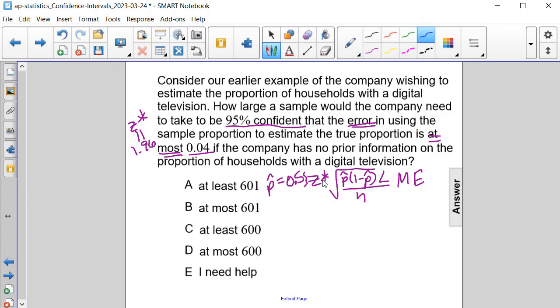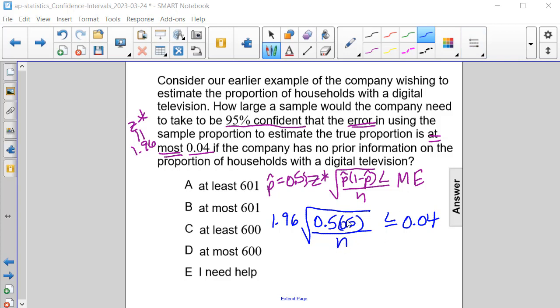So our critical value, or Z star, is 1.96 times the square root of our p-hat, or sample proportion, 5/10ths, times 1 minus 5/10ths, which gives you 5/10ths also. So 5/10ths times 5/10ths, all divided by n. That's our unknown. And it's less than or equal to 4/100ths, or 4%.